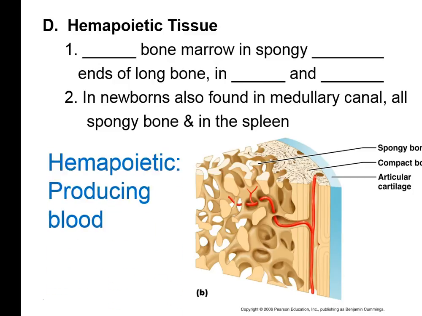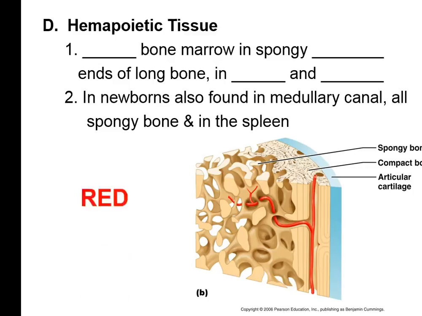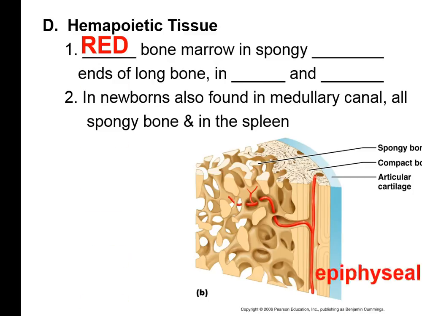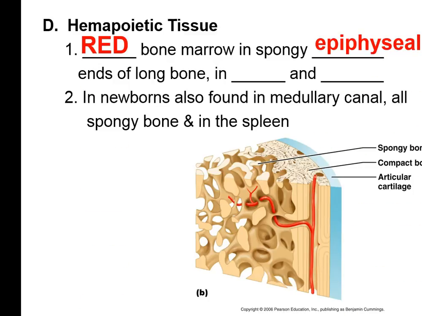Hemopoietic means to produce blood. We know that in the red bone marrow that's found in spongy bone tissue at the epiphyseal ends of long bones, in the diploe of flat bones, and inside of irregular bones, this is where we make blood cells: red blood cells, white blood cells, and platelets. So it's the epiphyseal ends, and the diploe in flat and irregular bones.